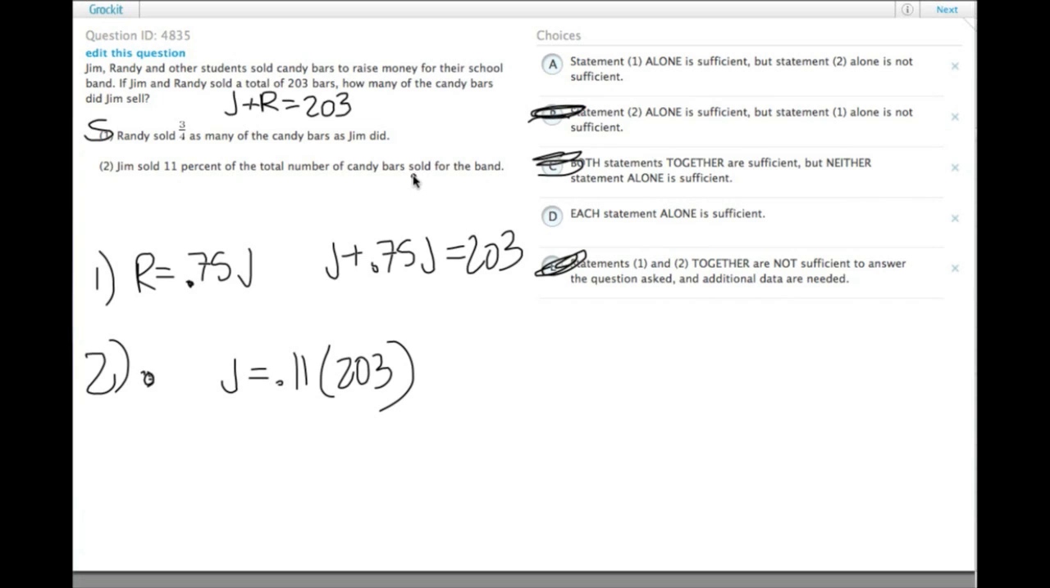We find no evidence whatsoever for what proportion Jim and Randy's contribution is. If they're a two-man band, then okay, maybe, but the problem doesn't say that. So without knowing how many the band sold, statement 2 is completely irrelevant, and we can cross off D and select A.